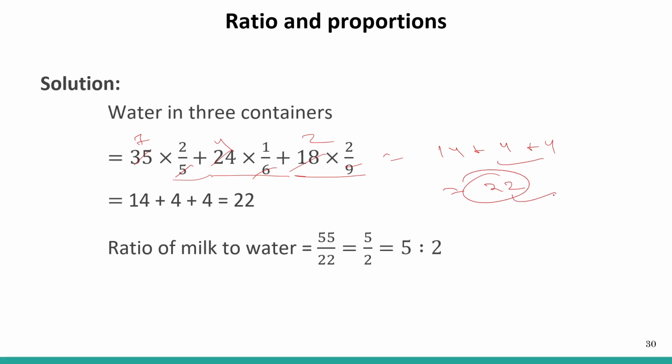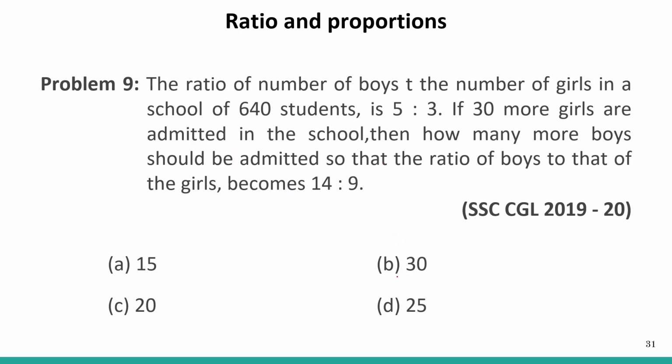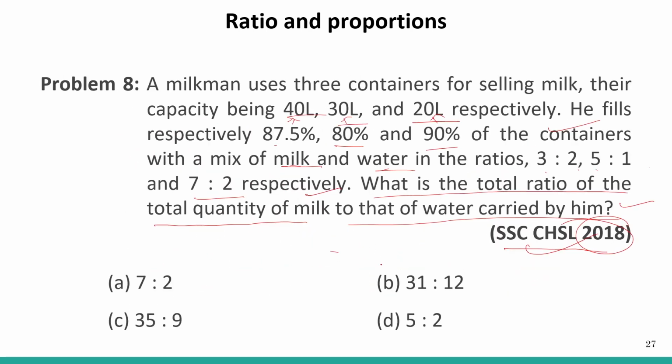Cumulatively it is 22 liters. So the ratio of milk to water will be what? Milk is 55 liter and water is 22. If we divide by 11 in both numerator and denominator, we will be arriving at 5 by 2. So in ratio, it will be represented as 5 is to 2. Okay. So this fraction converted to ratio becomes 5 is to 2. So 5 is to 2 is the correct answer here, that is option number D. Correct answer. These are all wrong answers. 7 is to 2 is wrong.